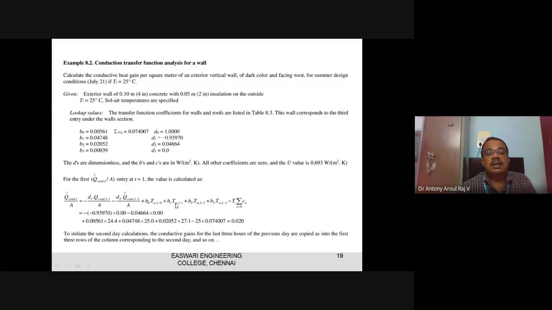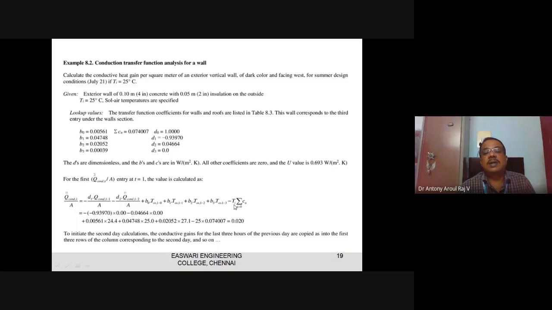Similarly, solar temperature at the next time step. Sorry, this is solar temperature at 0, solar temperature at 1, solar temperature at 2, and solar temperature 3. So that means 4 values they are using. Since here you have 4 coefficients, we are using 4 values here. And then TA into CM.